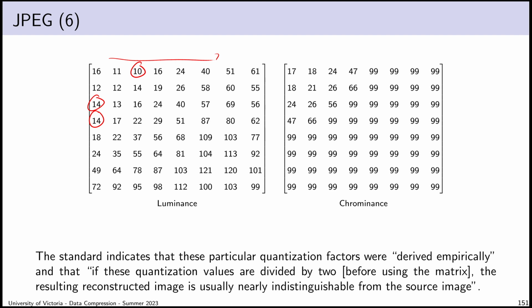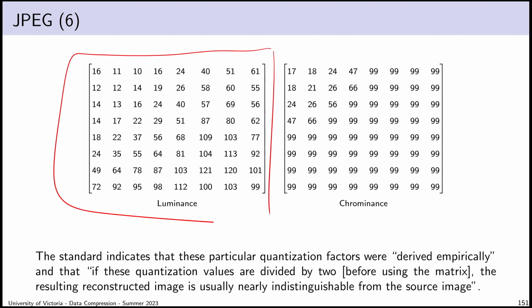That might have something to do with the fact that images are often displayed on displays with an aspect ratio that results in pixels not being square or something. So the standard actually indicates the reason that they gave these matrices was that they were derived empirically. That's the usual excuse that you give when you have data that makes no sense, has no symmetries or any mathematical beauty, and you want people to get off your case. You say, I'm sorry, I derived these empirically. This is just one of the mysteries of the universe. So fair enough, the experts have decided that these matrices are good for quantization.